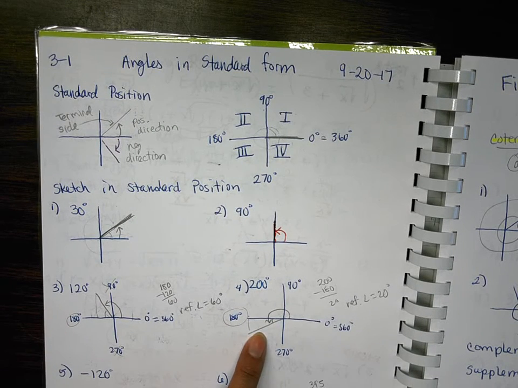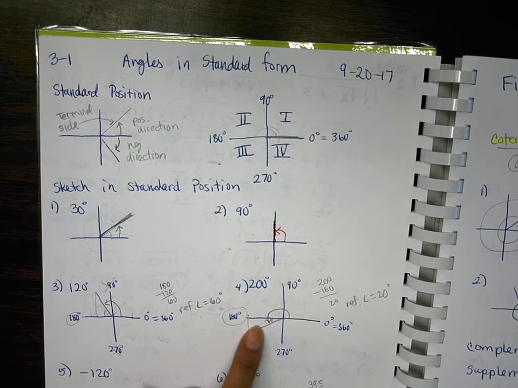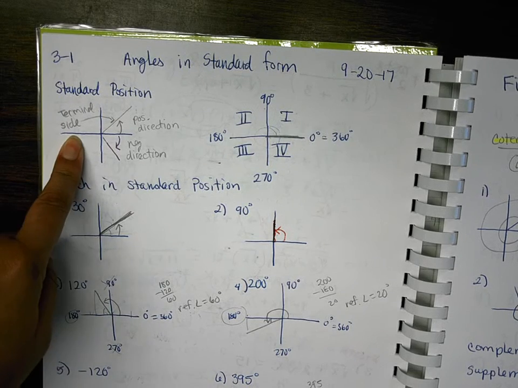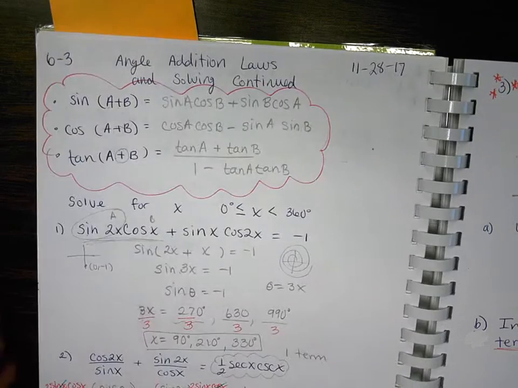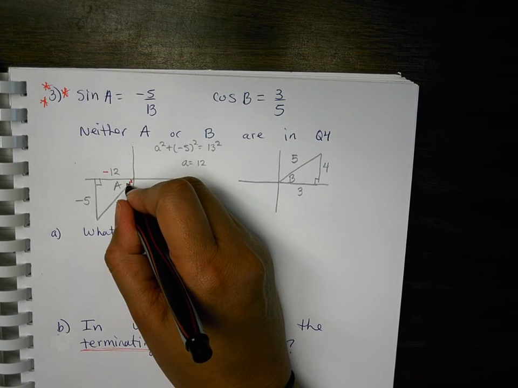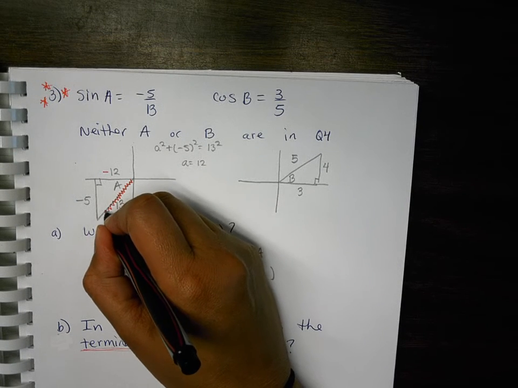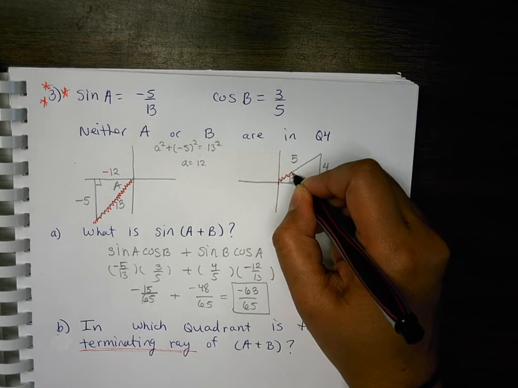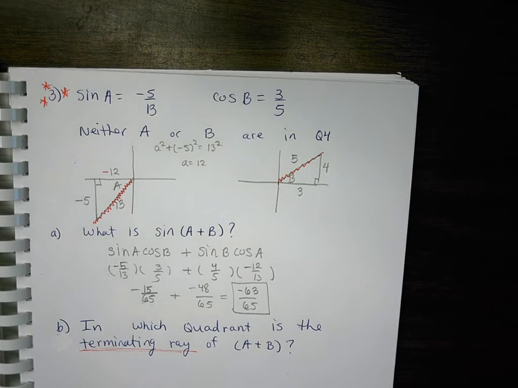Once you draw your angle, wherever you end, and you come out from your origin, you draw your ray. That's your terminating ray, your terminating side, your terminal side. Got it? Okay, so in this picture here, this would be your terminating ray or your terminal side. You go from the origin out. Got it?